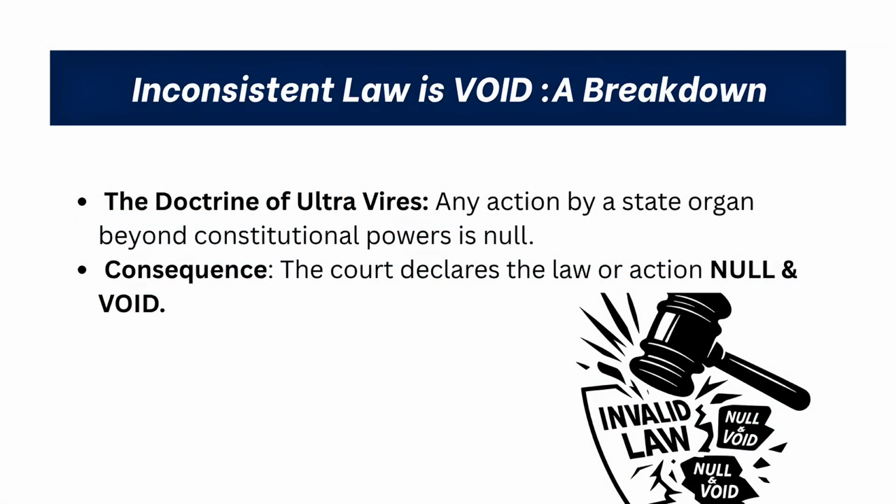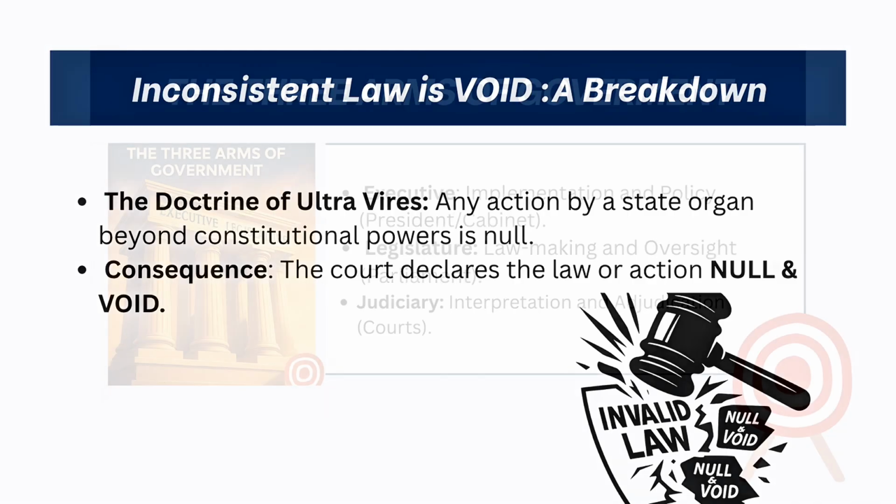Why is inconsistent law void? This brings us to the doctrine of ultra vires: any action by a state organ beyond its constitutional powers is null. The consequence is that the court declares the law or action null and void.